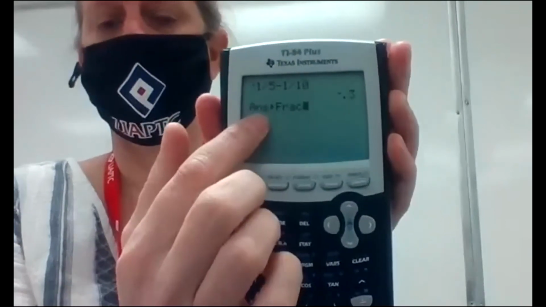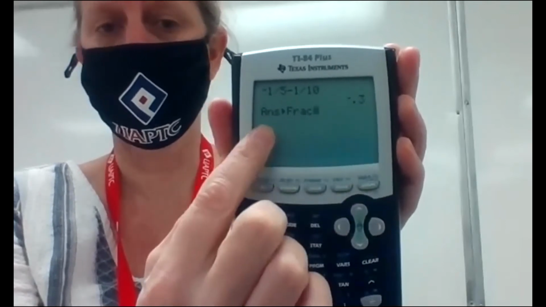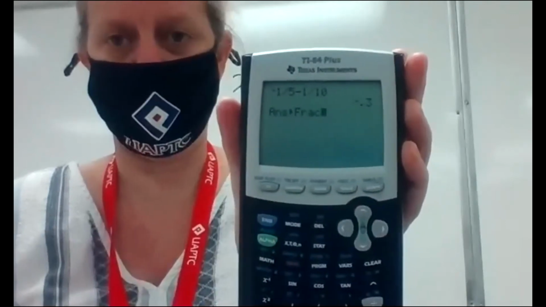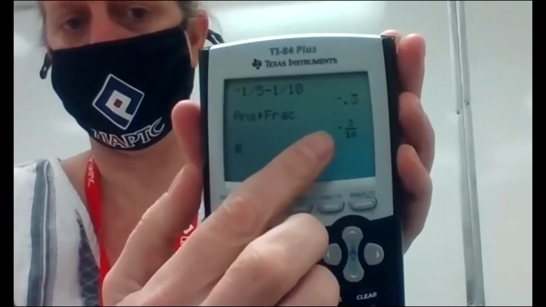Then it says it again. Do you want to turn your last answer, which is negative 0.3, into a fraction? Yes. So hit enter again. There it is as a fraction.